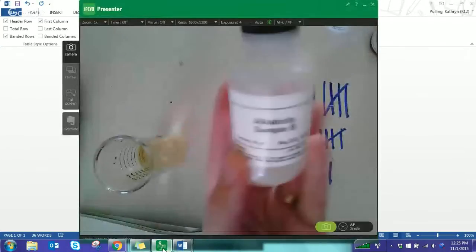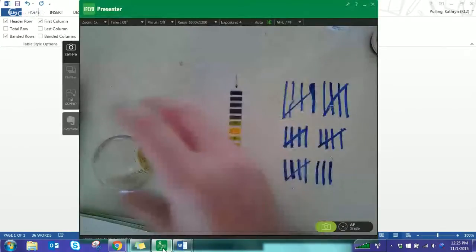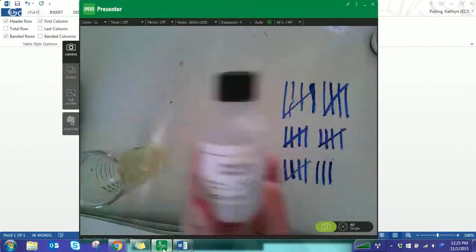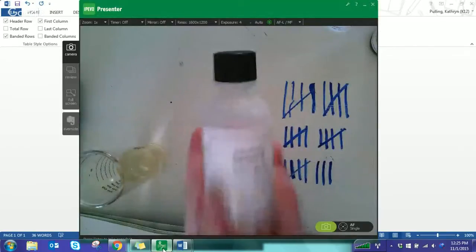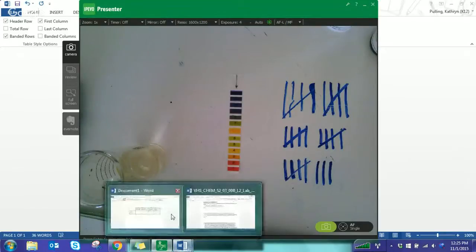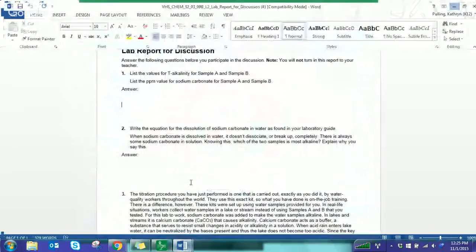Okay, so either clean out and dry this container and reuse it, or grab another one. When you're done, you're going to want to clean out and dry all of them. And then do the exact same thing with sample B, right? A and B have different concentrations of sodium carbonate in them, which is going to change the number of drops it takes, right? And then let's look at the questions you've got to answer, because these are the things that you're going to include in your post.